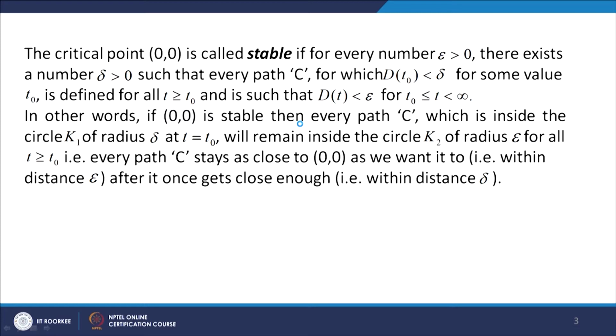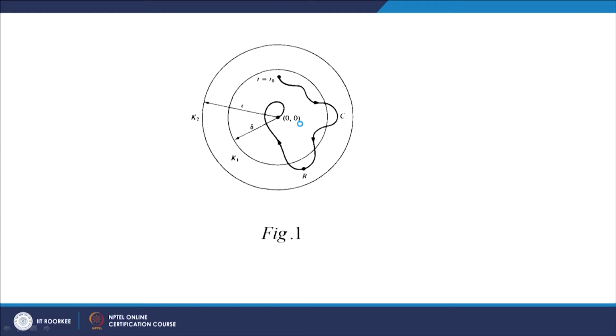You can see that the curve C is defined for all t greater than or equal to t0 and d(t) is less than epsilon. Every path C which is inside the circle K1 of radius delta at t = t0 will remain inside the circle K2 of radius epsilon; it does not go out of the circle K2. So, this (0, 0) here is a stable point.